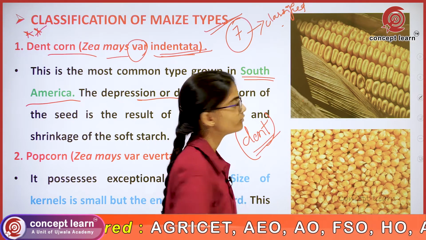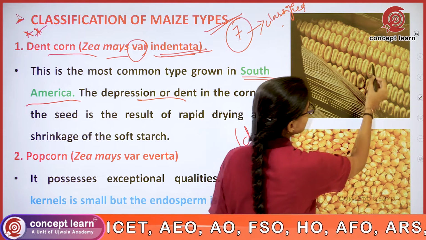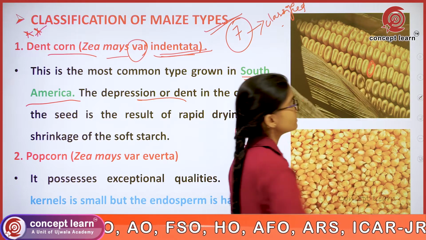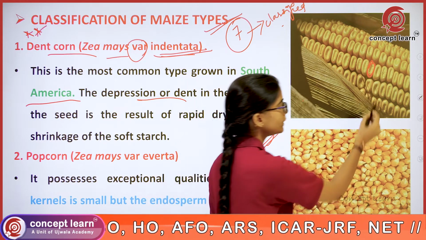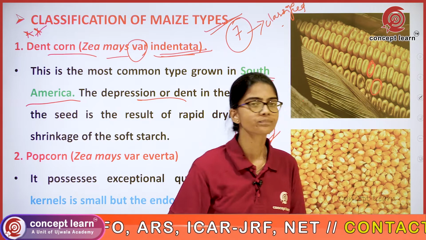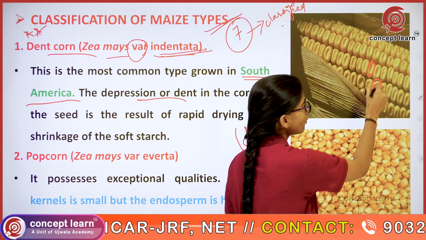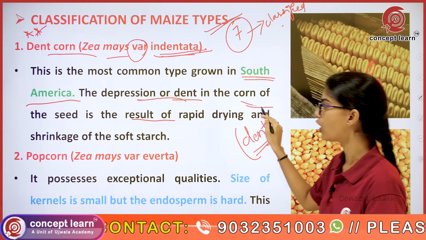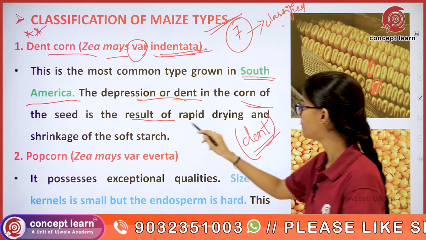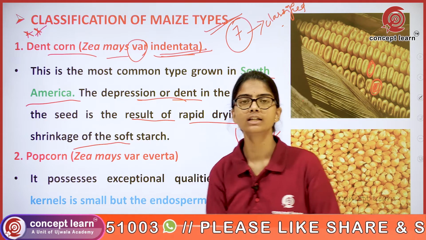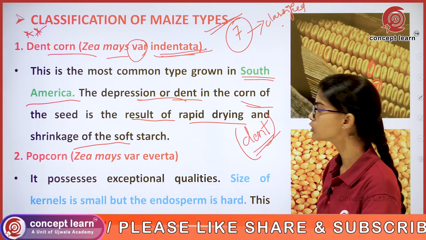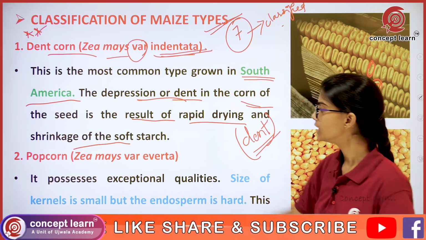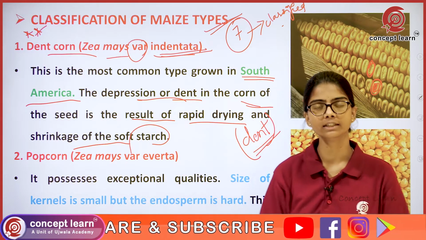In this figure, we can see the dent on the kernel. Kernels are nothing but the fresh seeds. The dent formation, the depression in the crown of the seed, is the result of rapid drying and shrinkage of the soft starch. Because of the drying and the shrinkage, this dent has occurred in the dent corn.